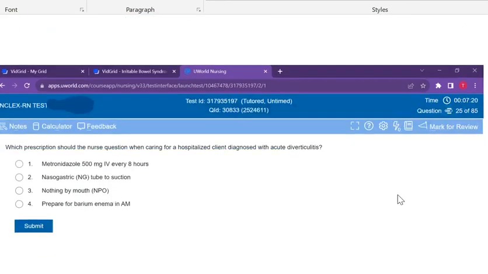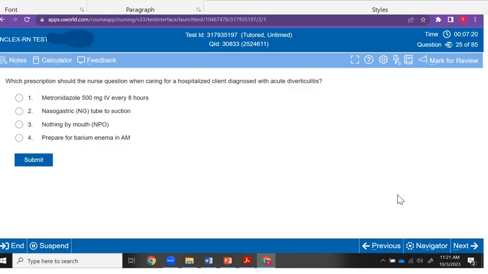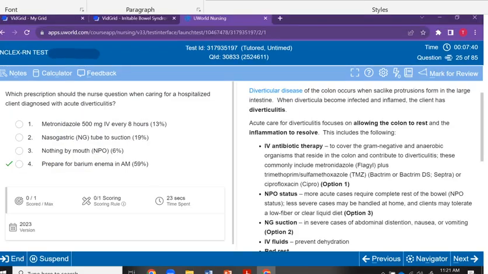I have one more here, and then I'll send you this, and if there's more, you can have a party with all these questions. Which prescription should the nurse question when caring for a hospitalized client diagnosed with acute diverticulitis? Now, use your thought process. Give yourself a minute. Pause it. Well, I hope everybody answered this one correctly.